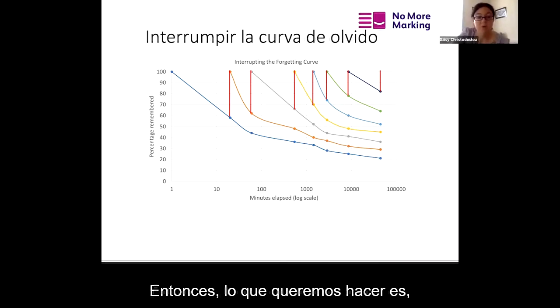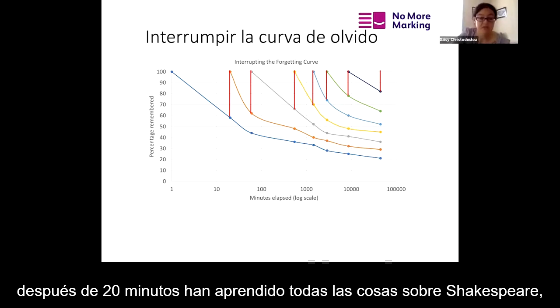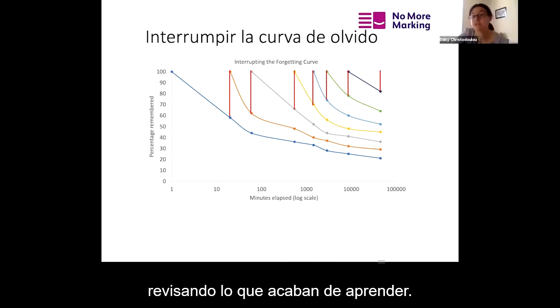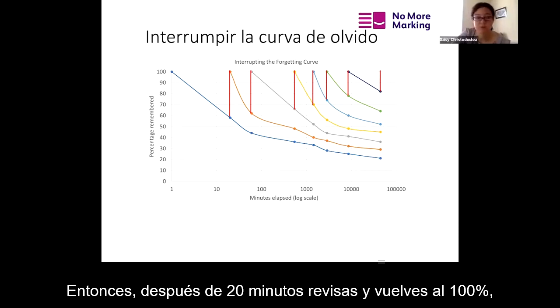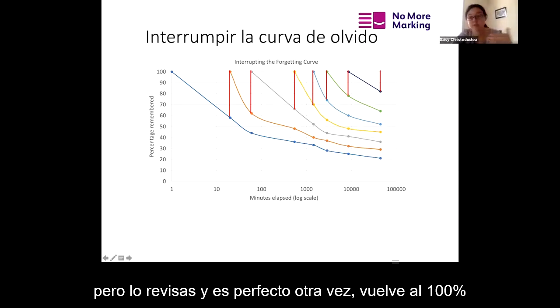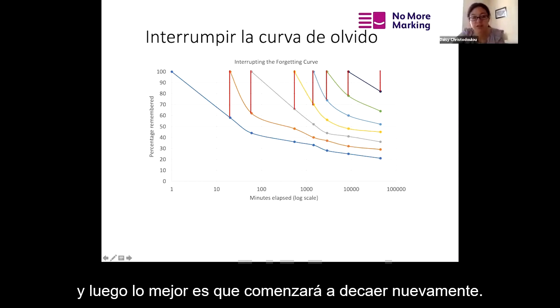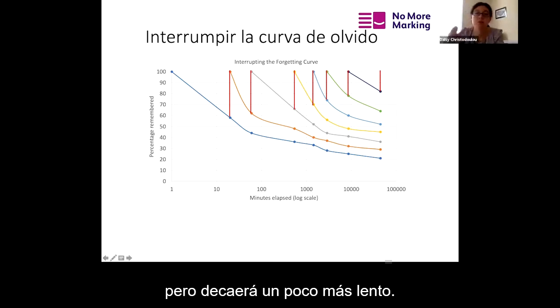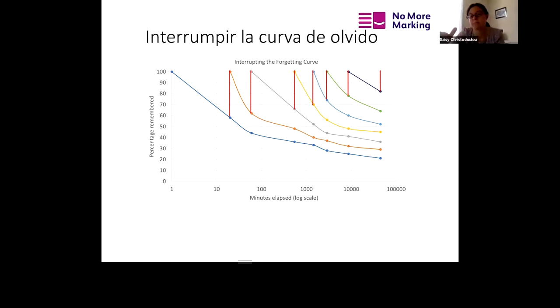So what you want to do is, after 20 minutes, you've learned all your Shakespeare stuff. After 20 minutes, you want to interrupt that forgetting curve by revising what you've just learned. So after 20 minutes, you revise it and you top it up. It's decayed down to about 60%, but you revise it and so it's perfect again. You top up to 100%. And then what's great is that the memory will start to decay again, but it will decay at a slightly slower rate.